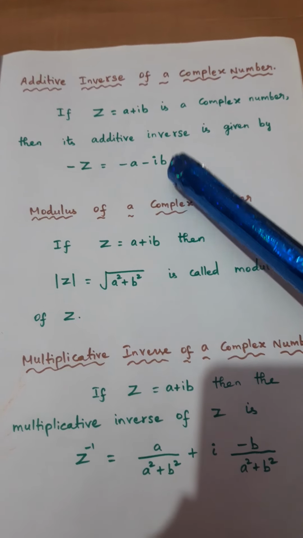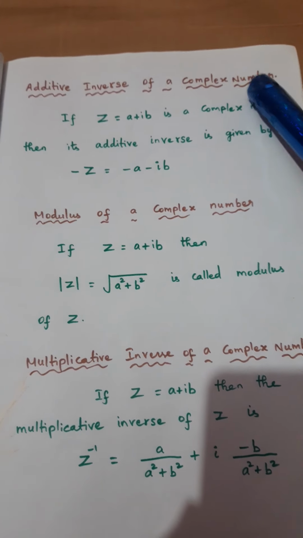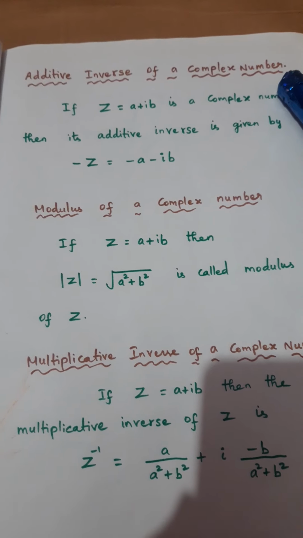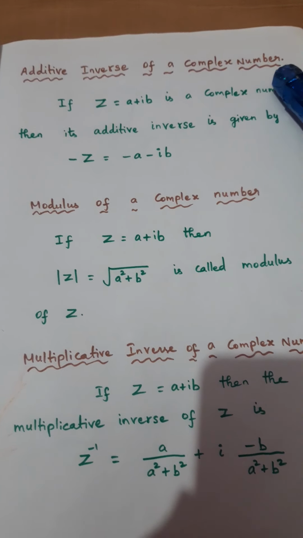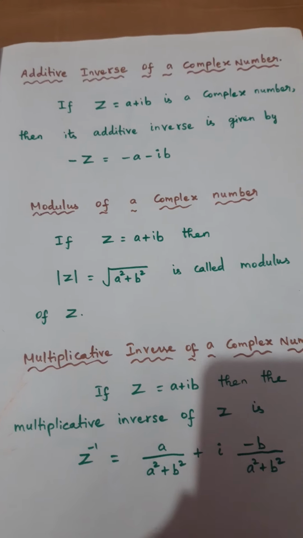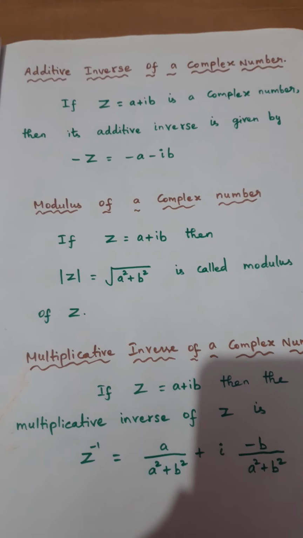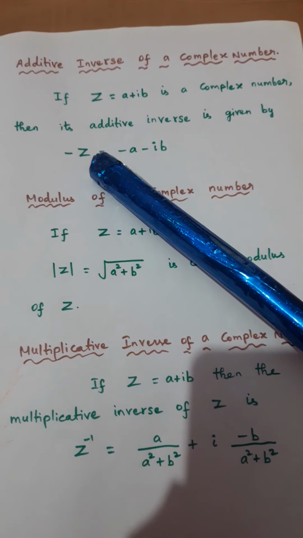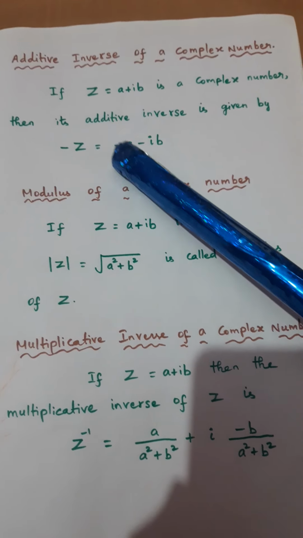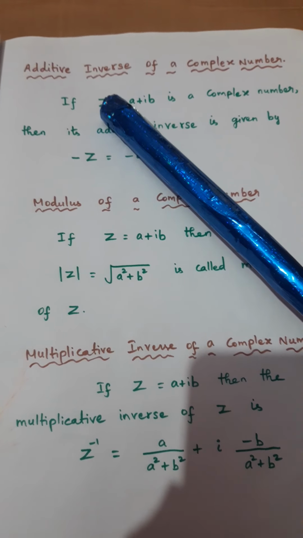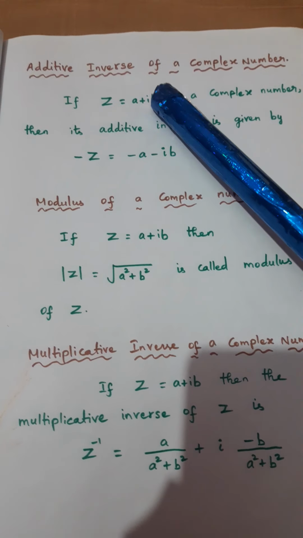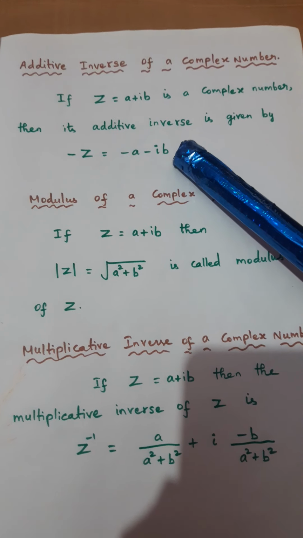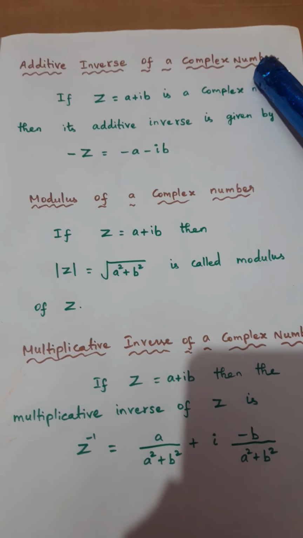So this is nothing but the additive inverse of a complex number, or even we can say the negative of a complex number. Additive inverse is nothing but negative of a complex number. Z means minus z. Minus z is the additive inverse of z. What we have to do is change the sign of both the real part as well as the imaginary part. This is called the additive inverse of a complex number.